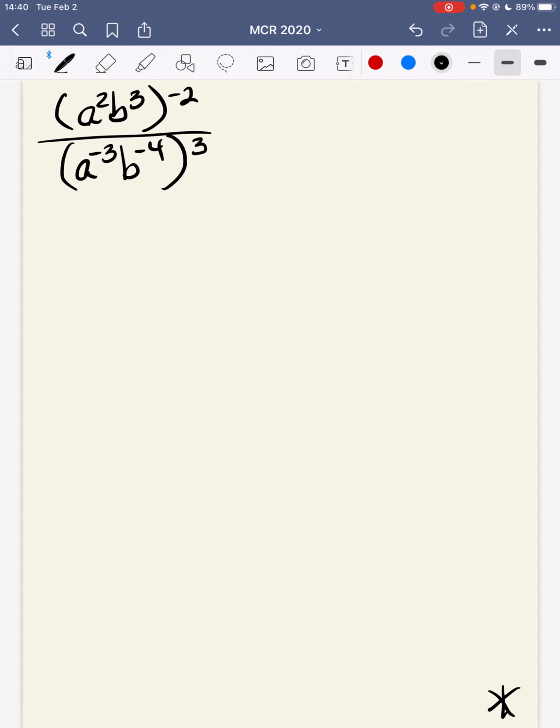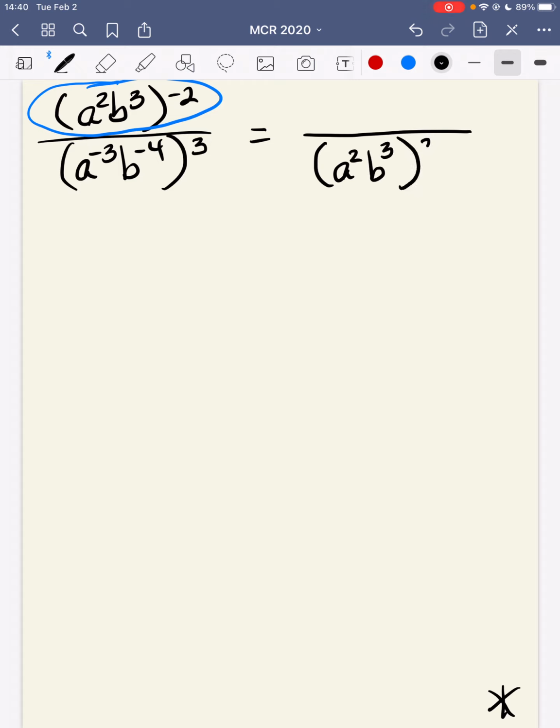All right, so I'm not going to treat this any different. I'm still going to go ahead and write my fraction bar out. Now this whole piece has a negative exponent. Everything's in parentheses, so everything needs to go in the denominator as it's written, with the exponent now changed to a positive.